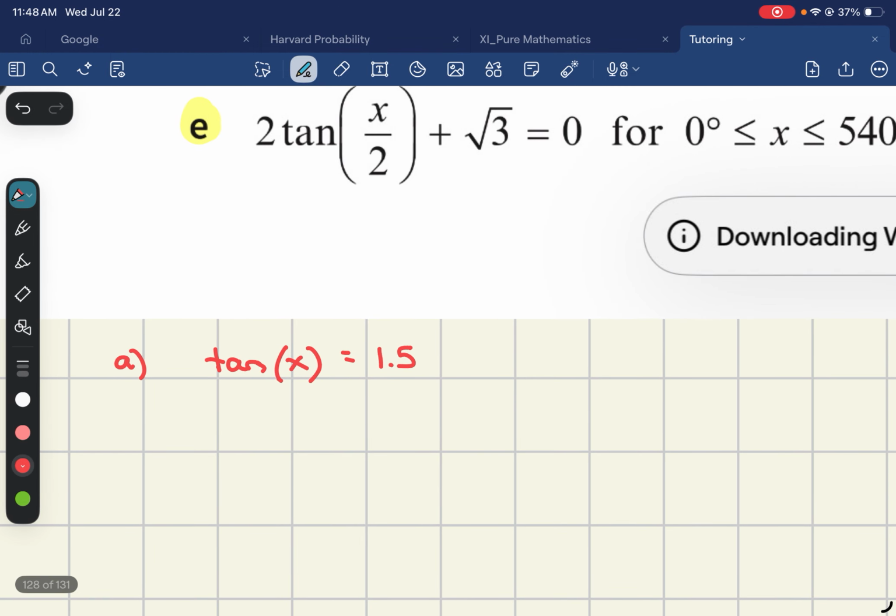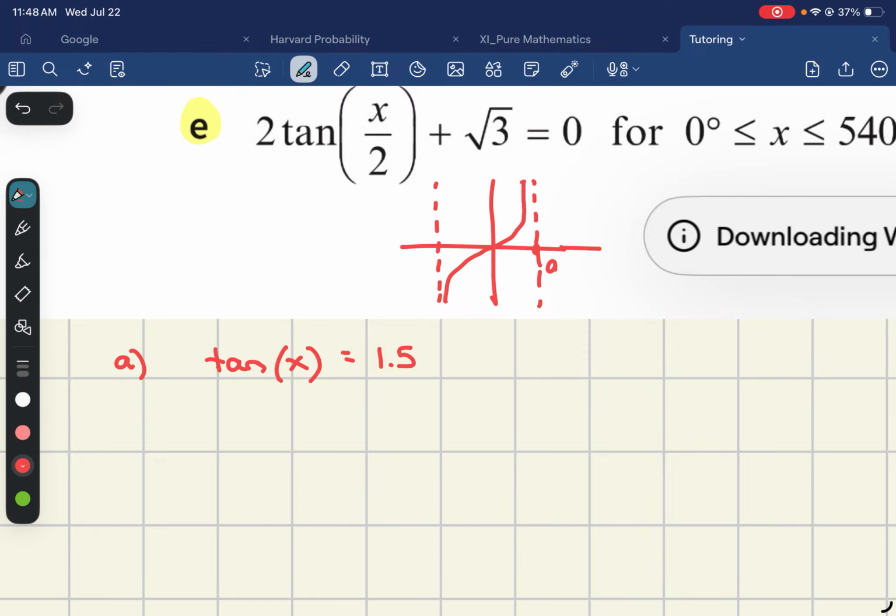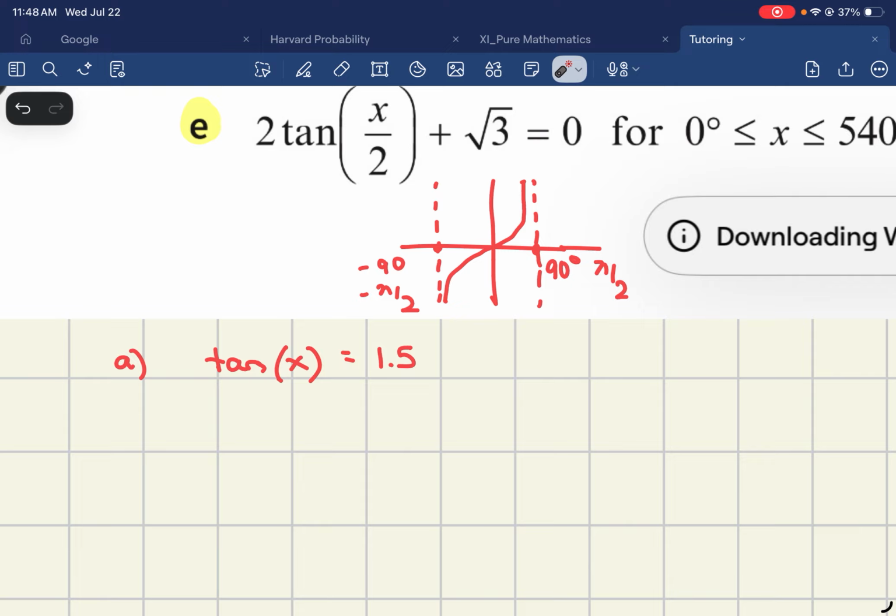Now, if you remember the graph of tan x, and I'm going to only draw the graph of all the functions once, tan x looks something like this. Right? And basically, this is 90 degrees, or pi by 2 radians, and this is negative 90, or negative pi by 2 radians. If the output is positive here, then your angle is an acute angle, and it's going to be positive. It's going to be less than 90, so your angle is going to be somewhere here.